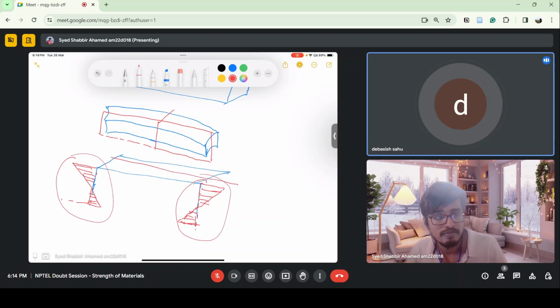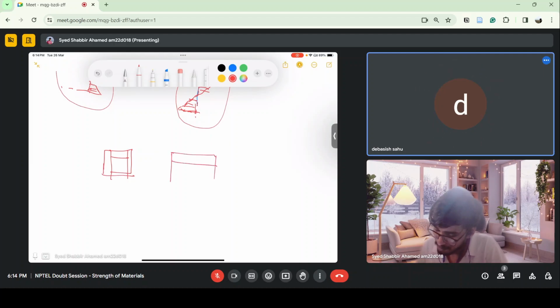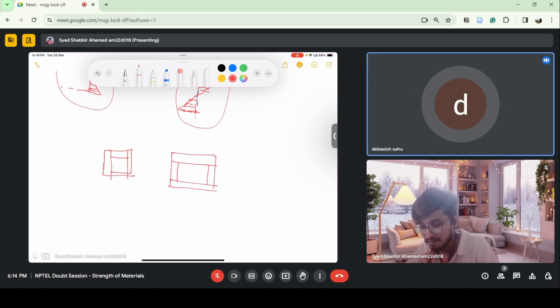Another doubt: the professor showed the plank beam made of four wood planks, the second case. My question is, there are two images, beam A and beam B. If you draw beam B, two sections, like this and like this.